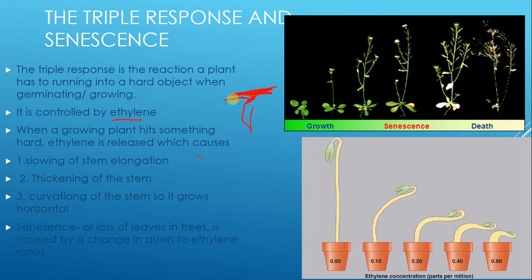And it's going to grow sideways until there isn't an obstacle here. It might try to turn up and grow, but then it'll hit this obstacle again. More ethylene will be released. It'll thicken, stop elongating, thicken, and swing sideways here until it goes around the obstacle and is able to grow up and down again.